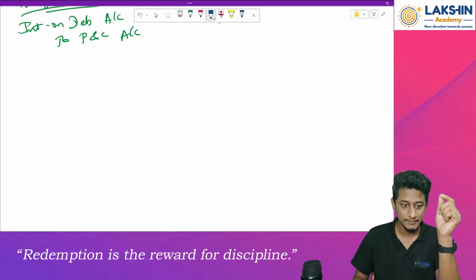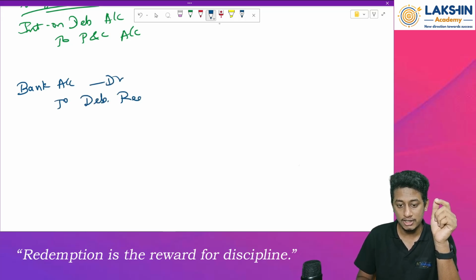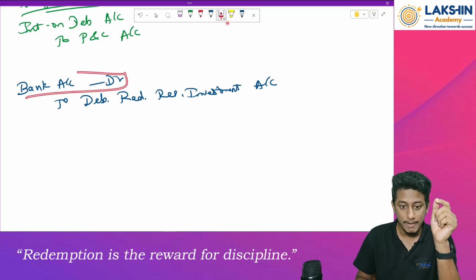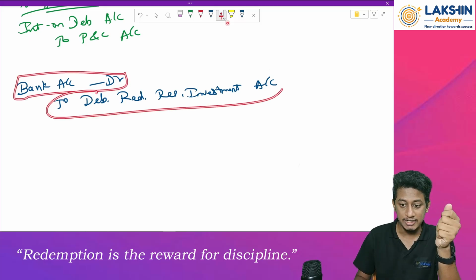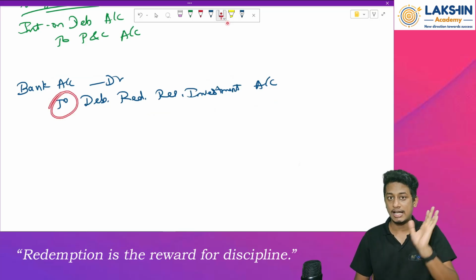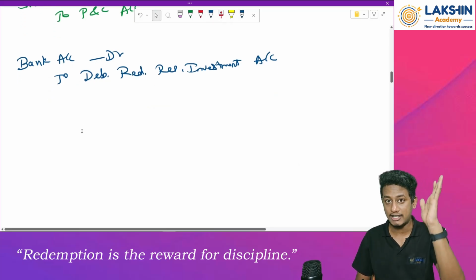So the entry will be, first of all, I am receiving the money. So bank account debited to what? To debenture redemption reserve investment account. Why? Because bank account, I am receiving the money. Investment is sold off. So whenever investment value reduces, asset reduces, you will credit the account. Done.